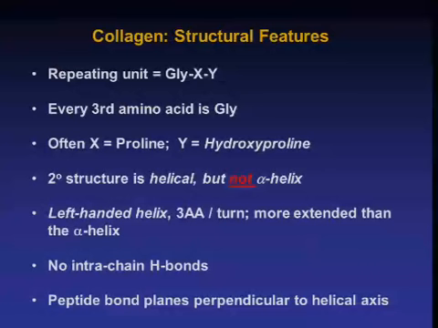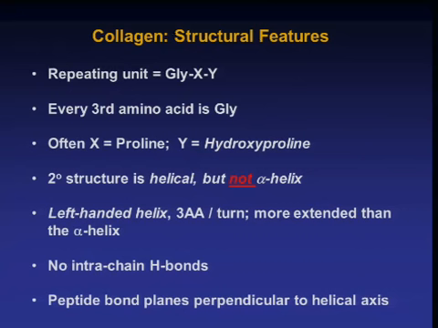Okay, collagen, number 1 protein in your body. We have a repeating unit, which is glycine, then X, then Y. Very often, the X is proline, and very often the Y is hydroxyproline. Is hydroxyproline one of the 20 amino acids? No. It comes about by a post-translational modification, a modification of an amino acid after the protein has been made. The important point here is that every third amino acid is glycine.